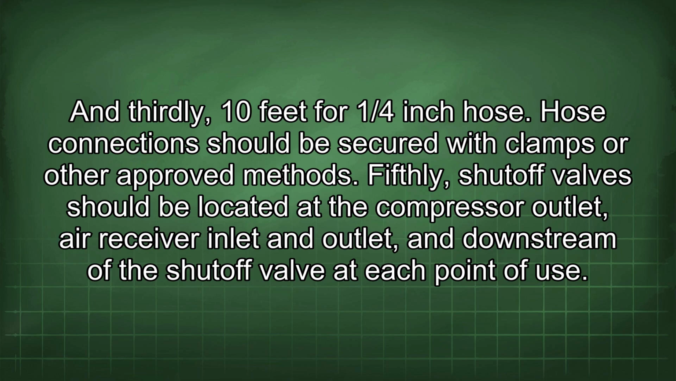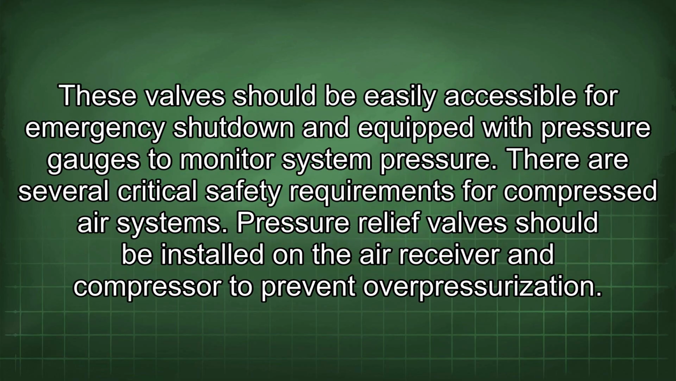Fifthly, shut-off valves should be located at the compressor outlet, air receiver inlet and outlet, and downstream of the shut-off valve at each point of use. These valves should be easily accessible for emergency shutdown and equipped with pressure gauges to monitor system pressure.